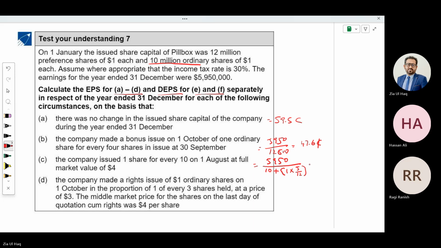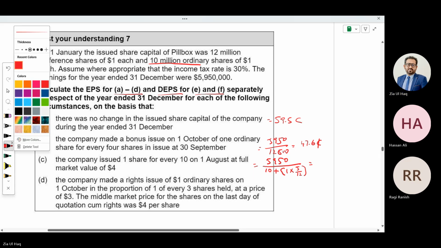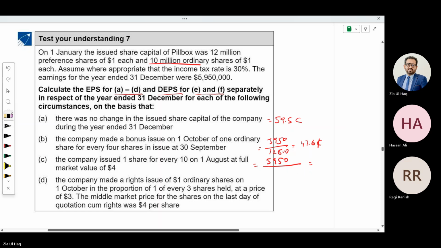Five by 12. Sorry, this is 10 million. The upper figure is in thousands, so this is 10,000 plus 1,000 multiplied by 5 by 12, because in the numerator we took thousands. That gives 57.1 cents. Good luck everybody with part D.